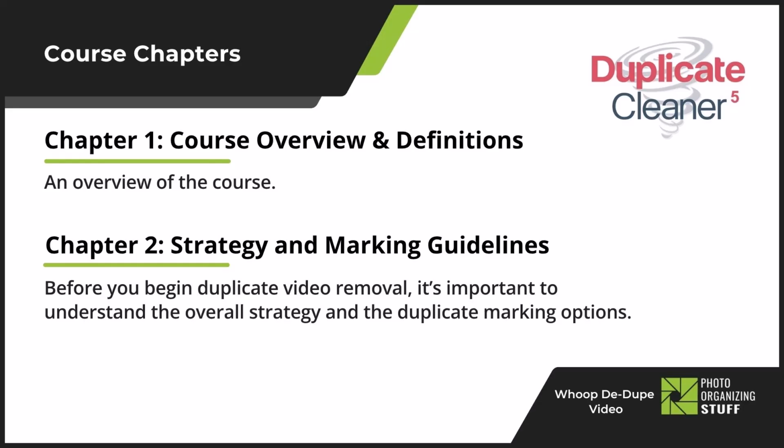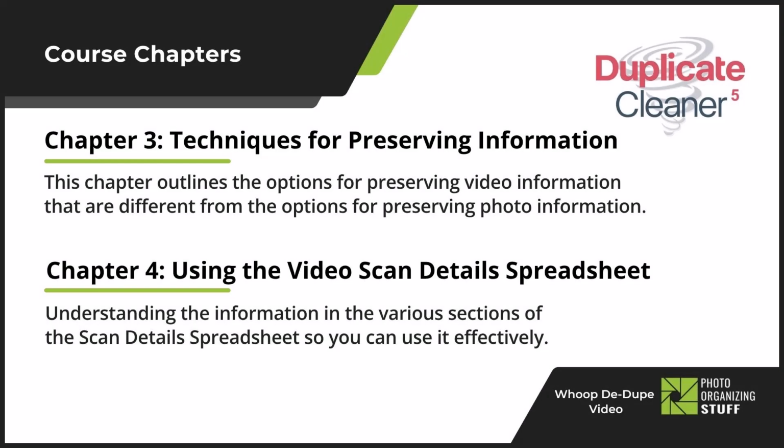This course has 5 chapters. Chapter 1 is an overview of the course and includes definitions specific to videos. Chapter 2. Before you start duplicate video removal, it's important to understand the overall strategy and the duplicate marking options. That will help you make the best marking decisions for the collection and for the project's scope. Chapter 3 outlines the options for preserving video information that are different from the options for preserving photo information. There are fewer options than there are for photos.